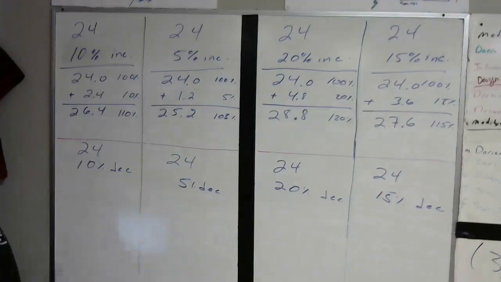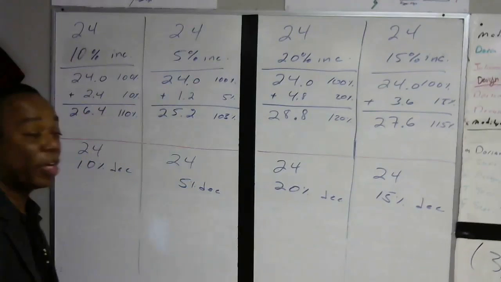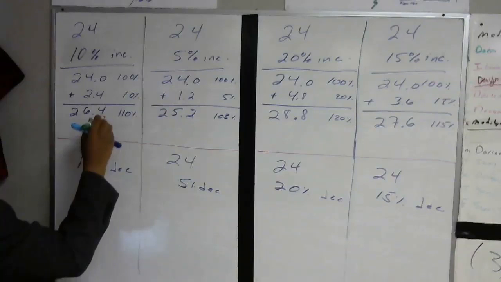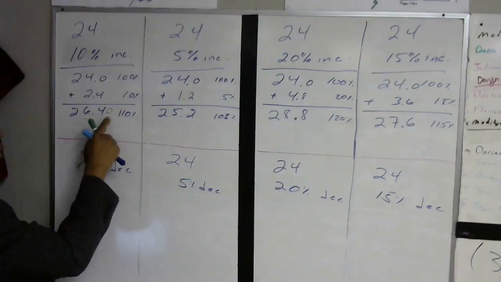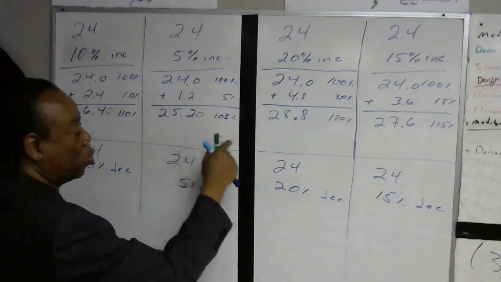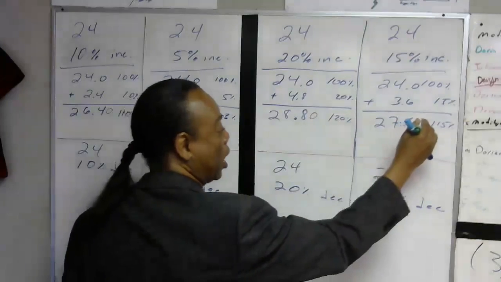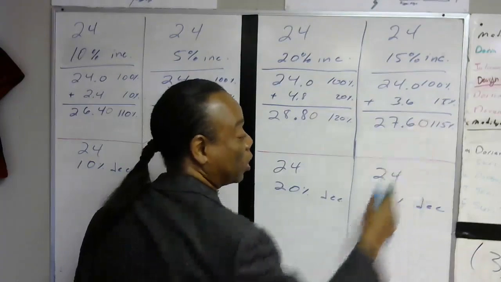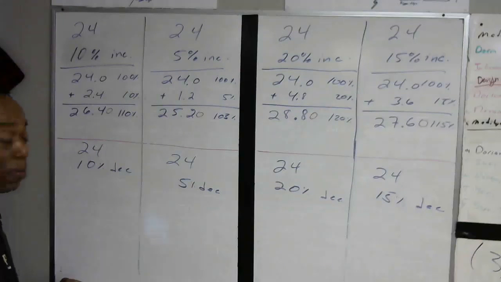If you need to treat this as money, you can add a 0 for the 100th place here. So with the 0 in the 100th place, you can see this is 40 cents. 0 in the 100th place, 20 cents. 0 in the 100th place here, 80 cents. And 0 here in the 100th place, 60 cents. That's if you need to represent it as money. All right, let's do the decreases.